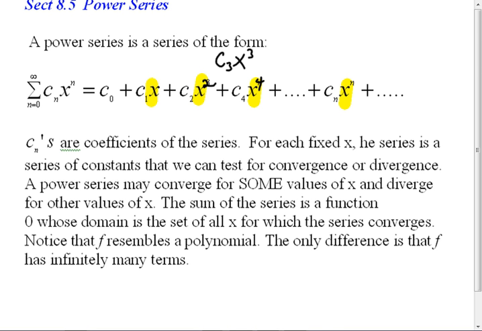And that looks like a polynomial. Remember what polynomials look like? Polynomials are nice because they're smooth. There's no problems with them. They're continuous. They behave very nicely. Okay.